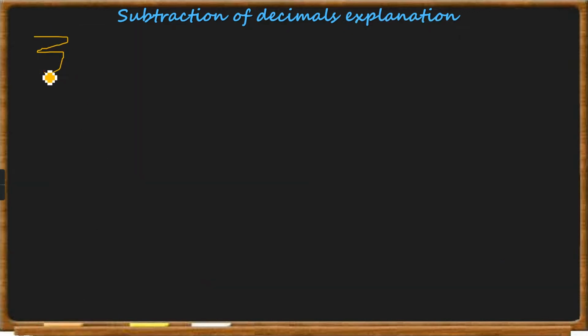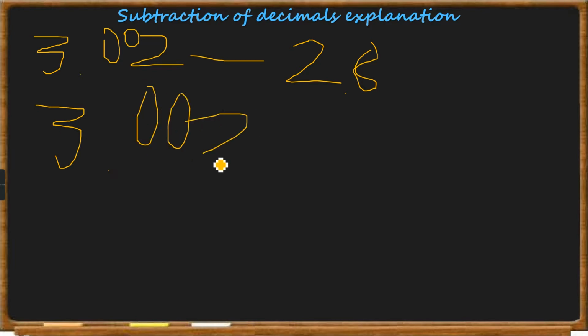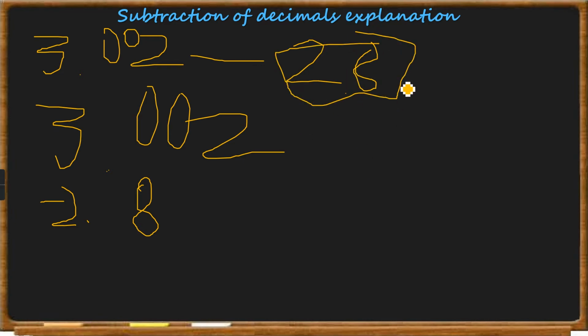For example, the question is 3.002 minus 2.8. Then what do you need to do? You need to write them. This is bigger, 3.002 minus 2.8. Here the rule is applicable: first write them in order, and after that, these two places are left, so to avoid confusion you can add 2 zeros in the leftover space.